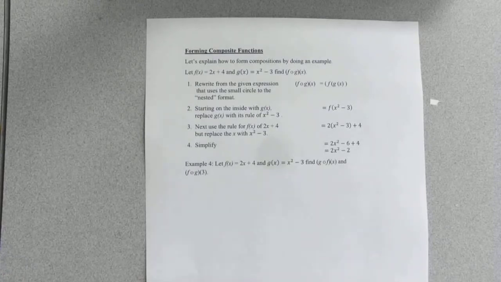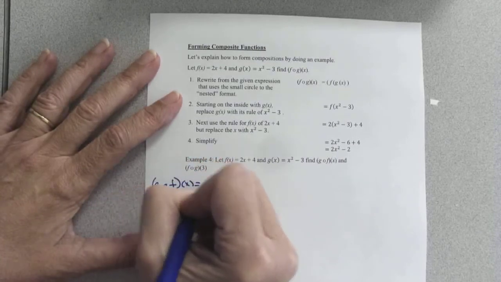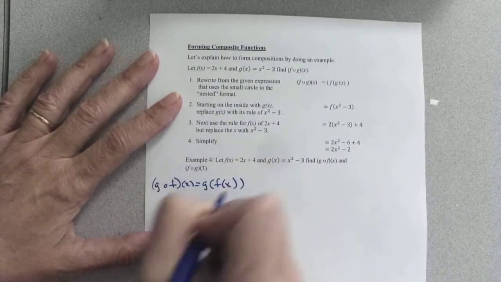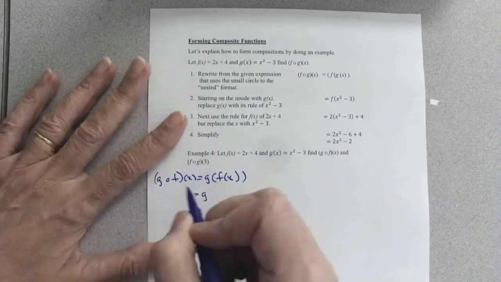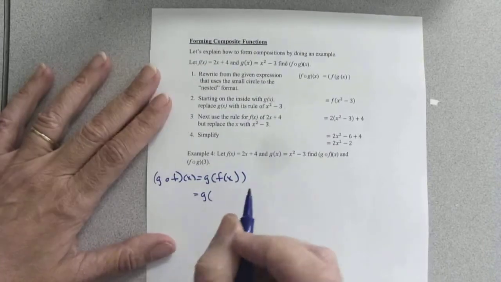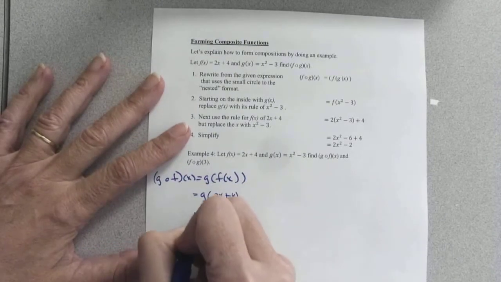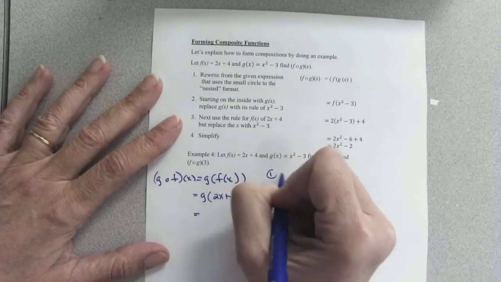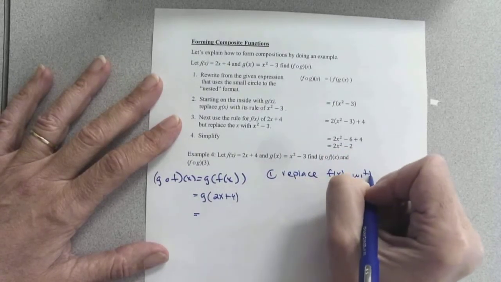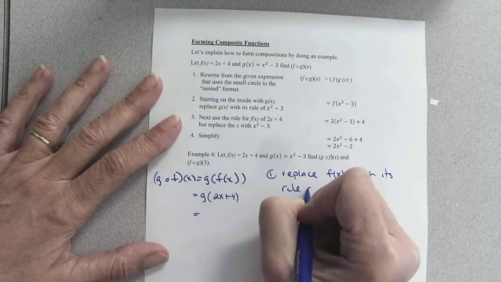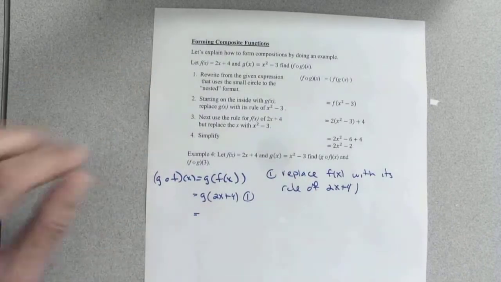Okay, so let's do it again. This time let's find g of f of x. I start by nesting it together. Then I start on the inside. I replace f with its formula, and f's formula is 2x plus 4. So first, replace f of x with its rule of 2x plus 4. So there's step 1.